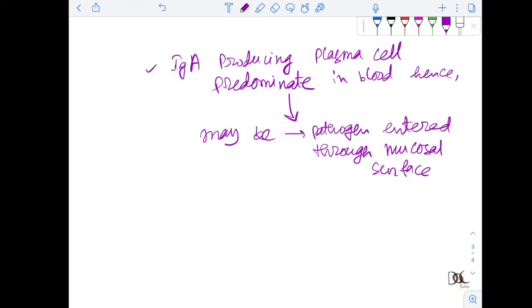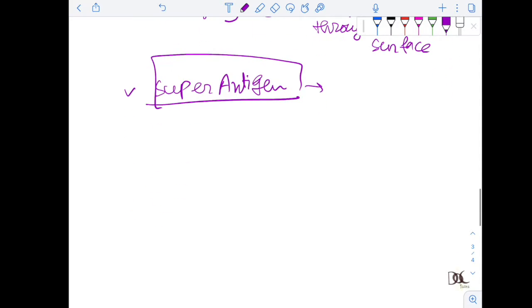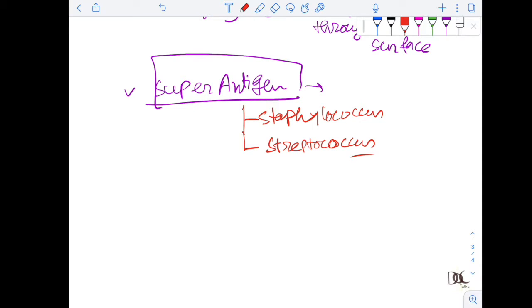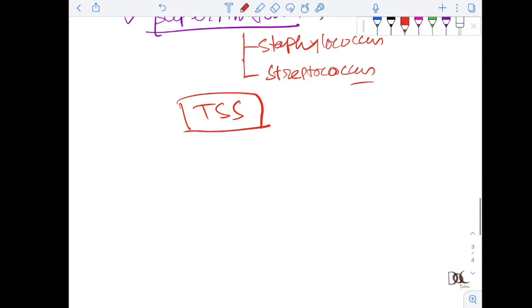If at all it is not due to a pathogen, it may be due to a super antigen. Some say it may be due to a super antigen produced by staph and strepto, Staphylococcus and Streptococcus. But the only known disease which is caused by a super antigen is TSS, toxic shock syndrome. So again, it is debatable whether it is a super antigen or not.